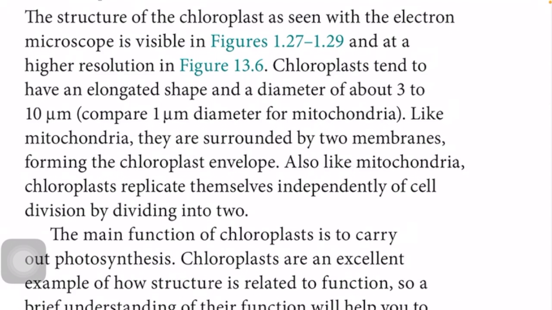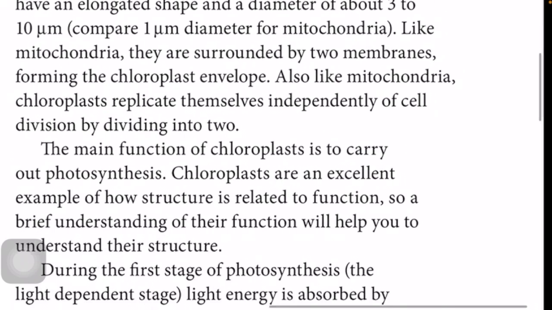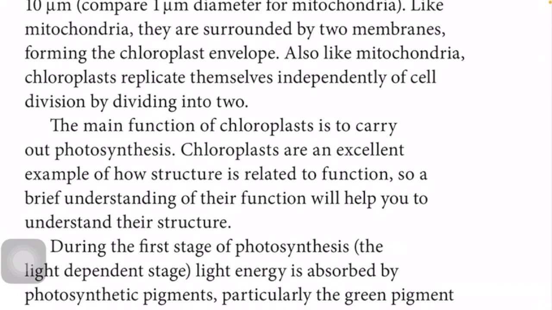Chloroplasts tend to have an elongated shape and a diameter of about 3 to 10 micrometers, compared to 1 micrometer diameter for mitochondria. Like mitochondria, they are surrounded by two membranes forming the chloroplast envelope. So chloroplasts are a double membraned organelle. Also like mitochondria, chloroplasts replicate themselves independently of cell division by dividing into two.